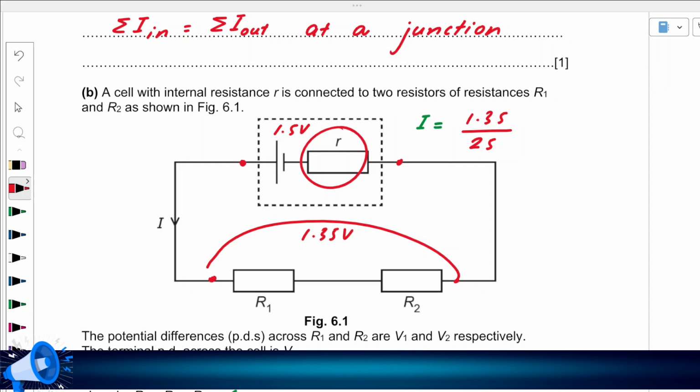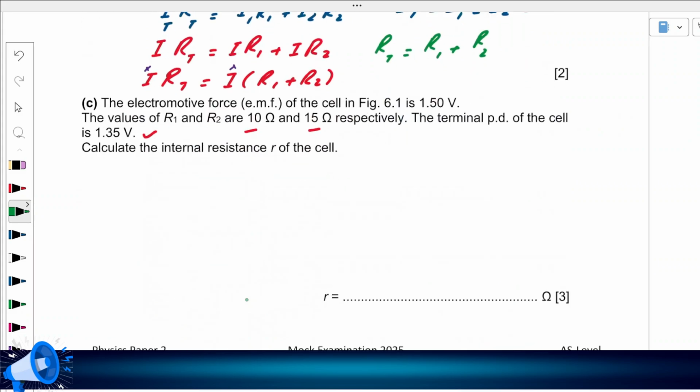1.35 divided by 25. 0.054. So the current is 0.054 amperes, which I am convinced we'll need in order to find the internal resistance. There are multiple ways to get the formula for internal resistance, or simply, to calculate the internal resistance, you need the voltage across the internal resistance divided by the current flowing through the internal resistance.